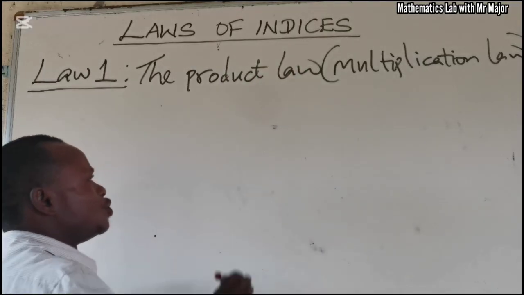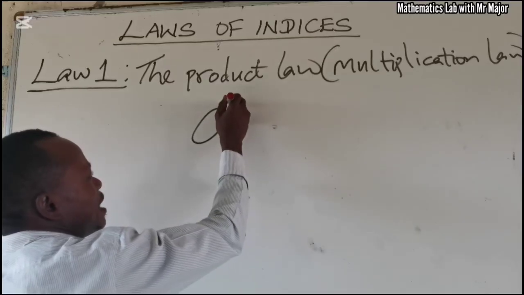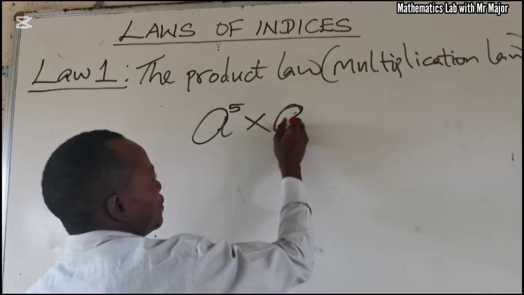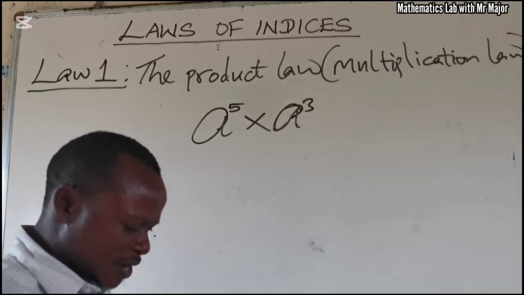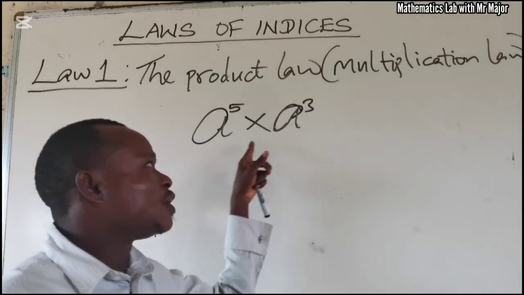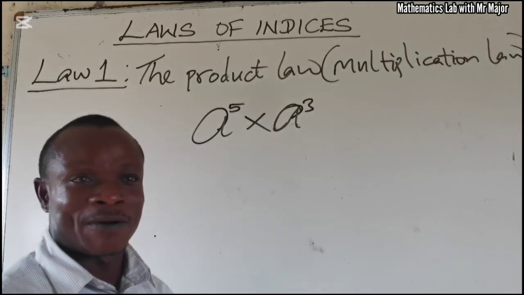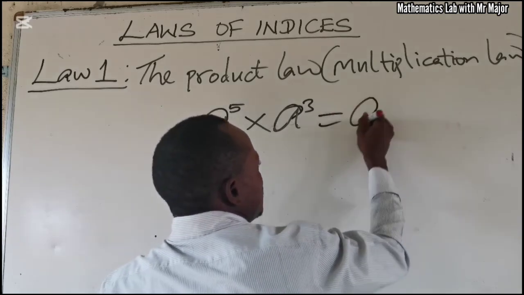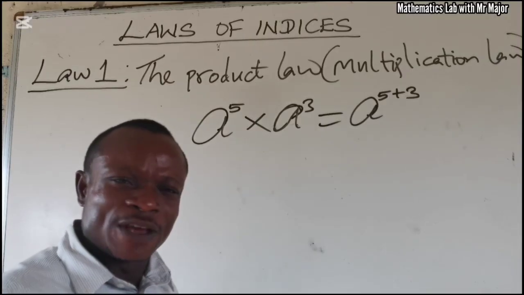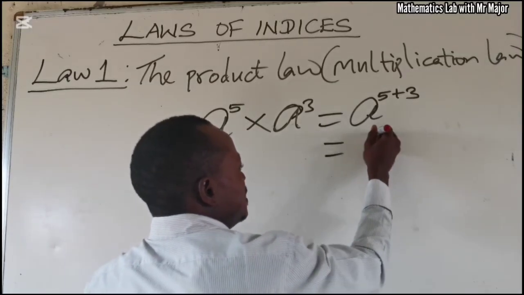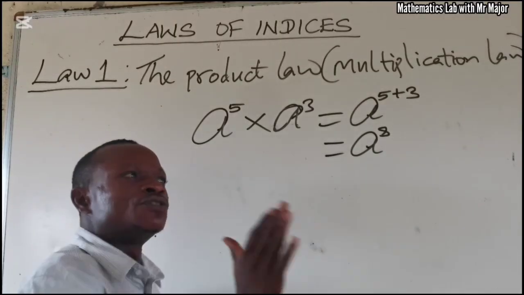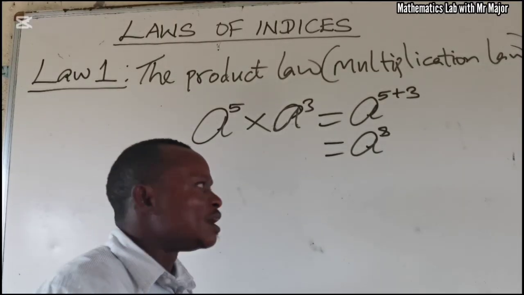Let's take, for example, you have something like A raised to power 5 times A raised to power 3. The base here is A. The base here is also A. Because the bases are the same, we just add the powers together. So that will be A raised to power 5 plus 3, and 5 plus 3 will give us 8. That means our answer here is A raised to power 8. This is the product law. Provided the bases are the same, just add the powers together.